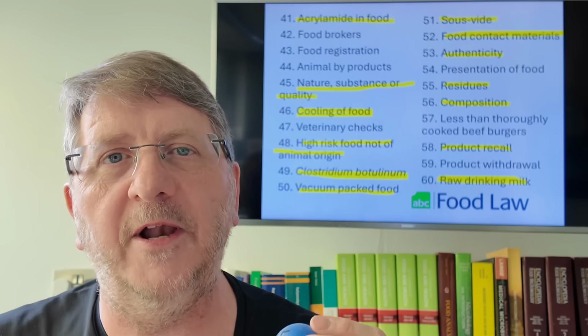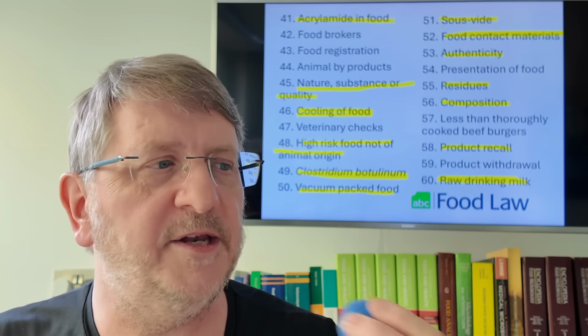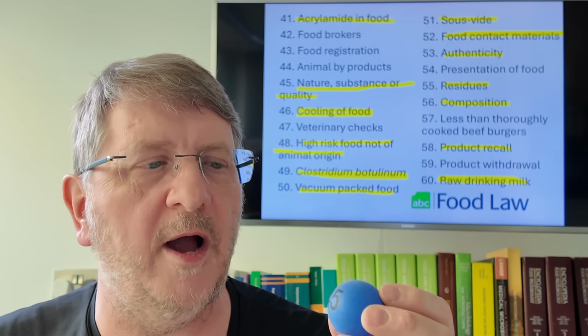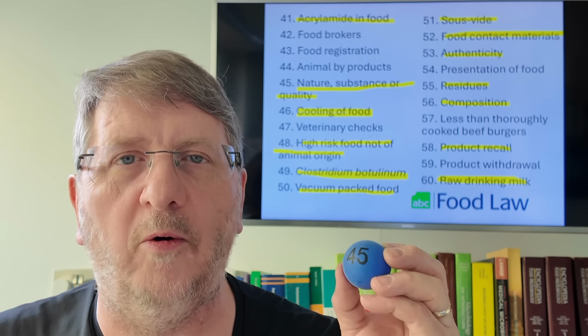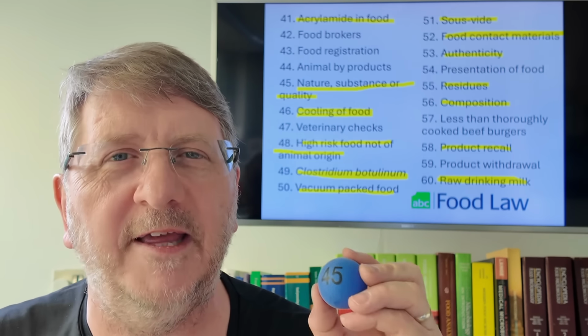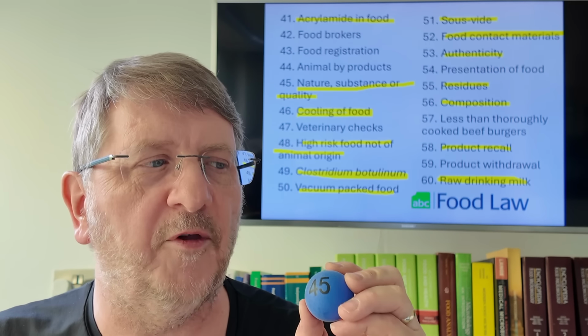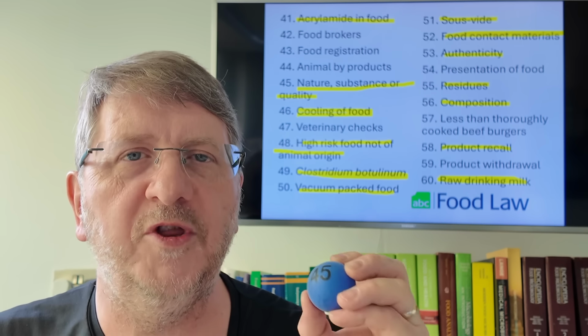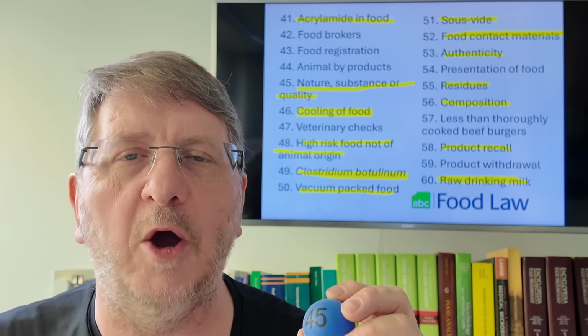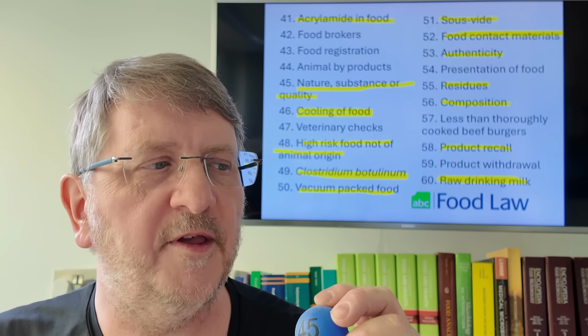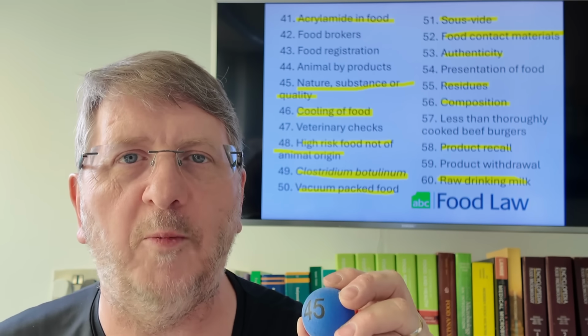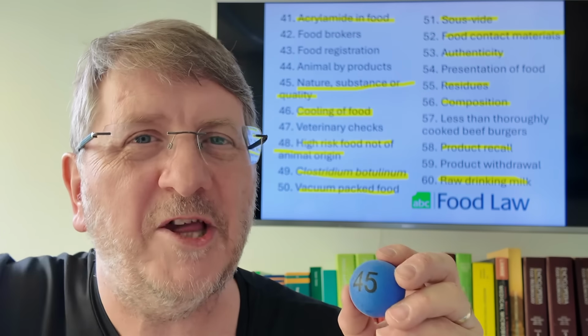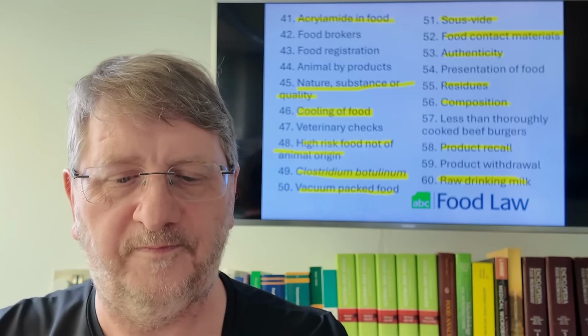Substance would be something like a foreign body in a food. And quality, the food has fallen below either a standard that's set in law or an expected standard. Typically in enforcement, foods not of the substance, either foreign bodies, are dealt with by environmental health, whereas foods not of the nature or quality are dealt with by trading standards. So it's actually a general food issue though.